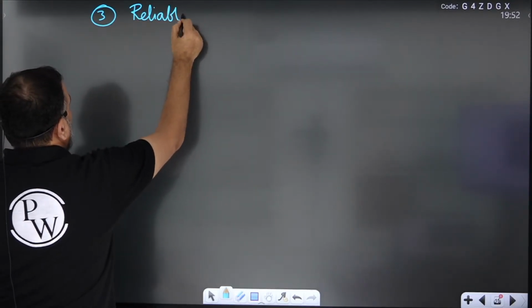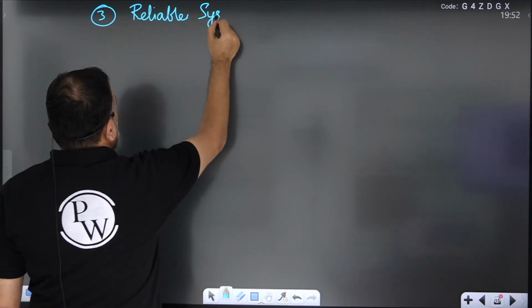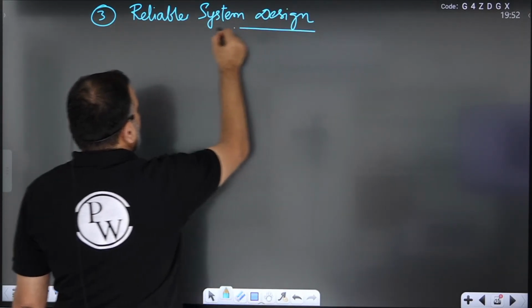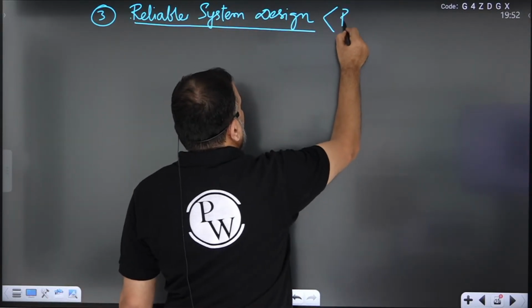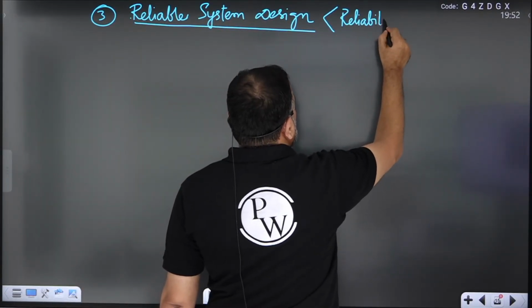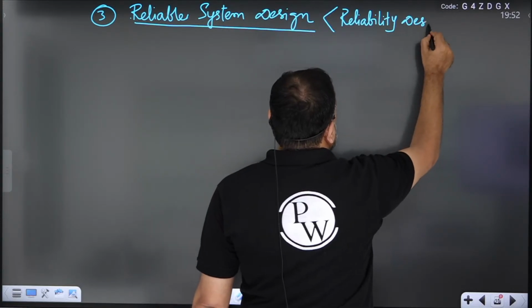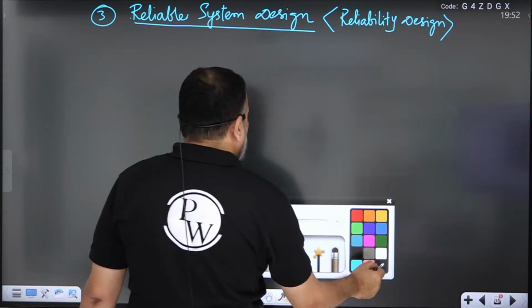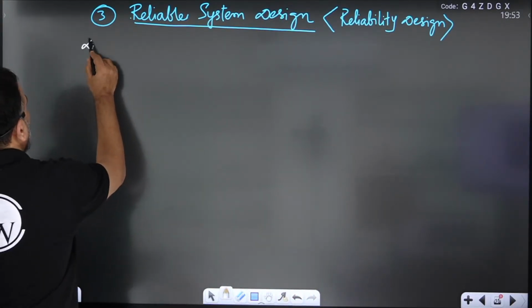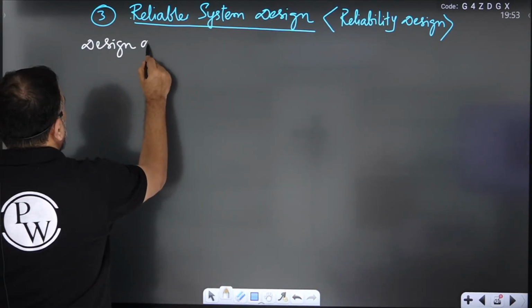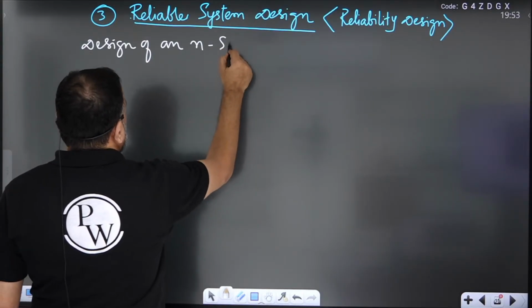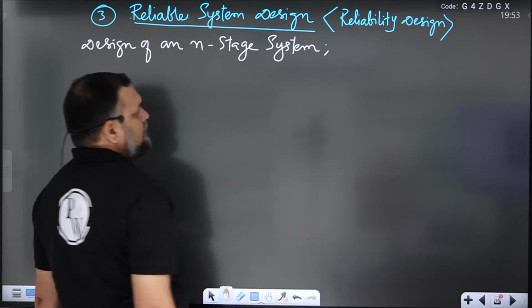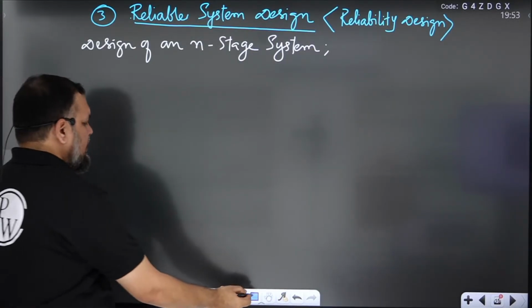Let me see how many of you can answer this question. Reliable system design. And some people even call it reliability design. It is a problem related to what we call designing of an n-stage system. I can describe it like this. Please see.